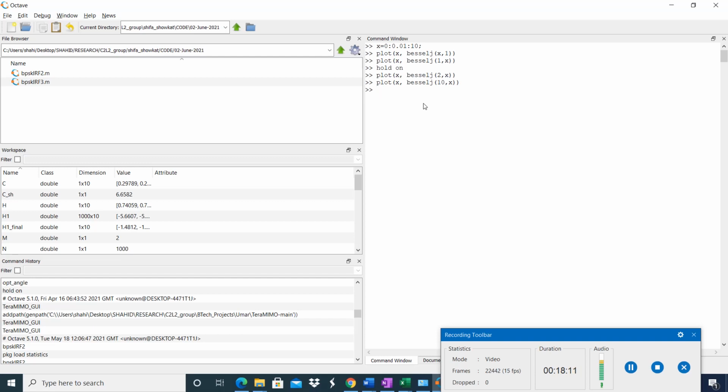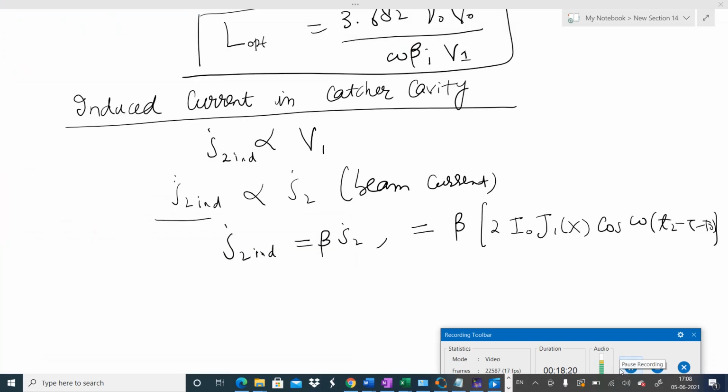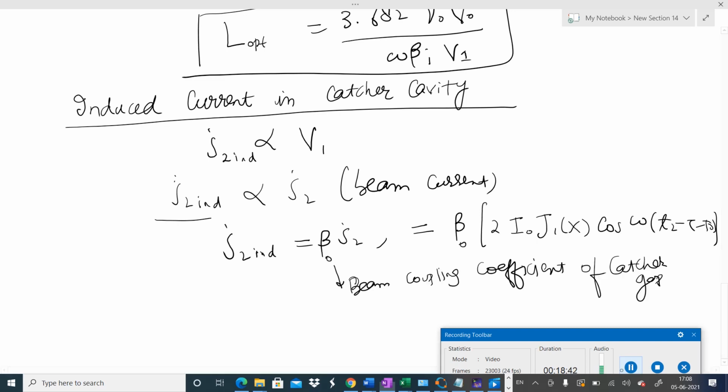So there is no need to take the whole infinite sum, at most the second term, but let's concentrate on the first order approximation, taking the first fundamental component. That is what we have done here. We have written the induced current in the catcher cavity as proportional to the fundamental component of the beam current. And this beta naught is called the beam coupling coefficient of the catcher cavity.